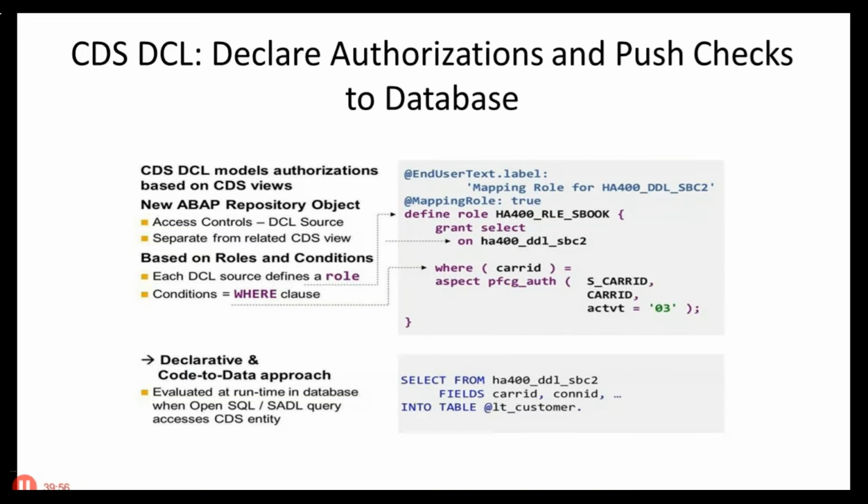So when we use this access control language, we can define role and the view name, grant select on HF400_DDL_SBC2. So when we write this, where carrid equals aspect pfcg_authorization S_CARRID activity 03. So in this, what we are doing here is defining the role. Then we have grant select on this one. So when we write this grant select, we will be able to access the data from it.